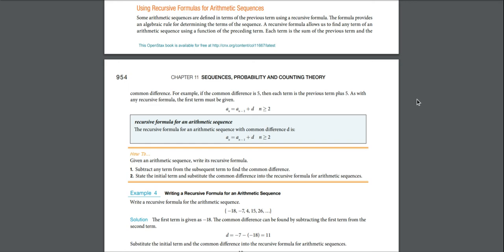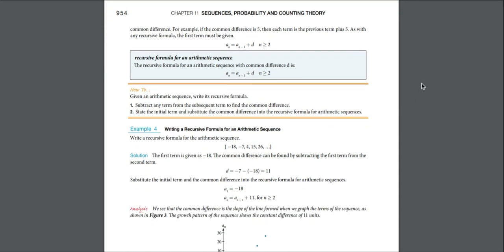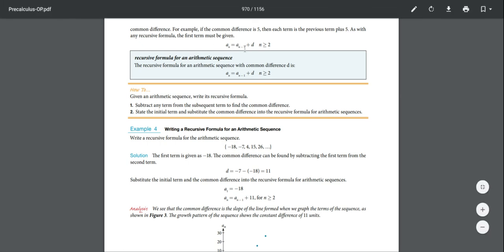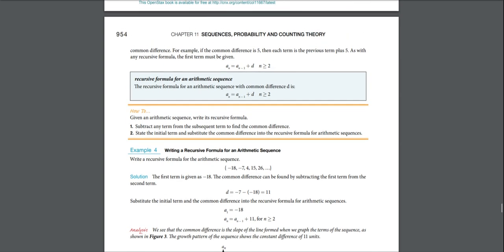So hopefully, as we all know from the last section, a recursive formula is a formula where you use the previous term to find the next term. So with arithmetic sequences, this is really easy. You're just taking the previous term and adding the common difference. And we say n is greater than or equal to 2 because if n is 1, then the previous term would be term 0, which doesn't make any sense. So n being 1 here doesn't work. So it's only for the second term and above. That's what this means.